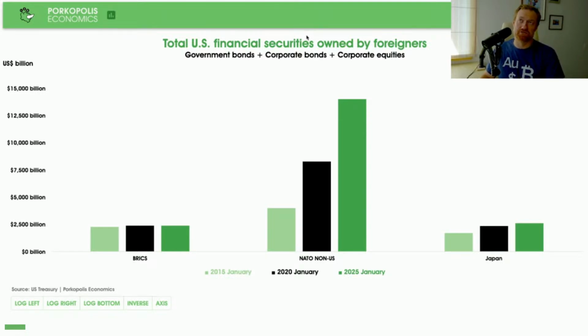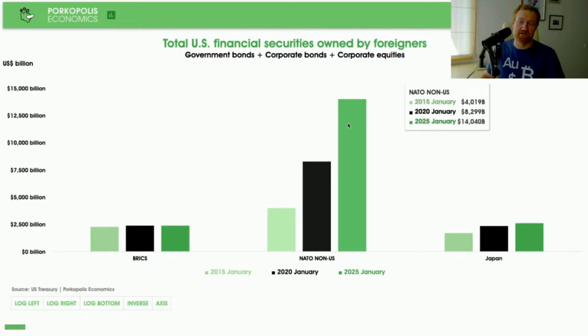As I said, total U.S. domestic securities, something like 140 some trillion. Foreigners own 34 trillion of that 140. The largest shareholder of that is non-U.S. NATO members, 14 trillion. This chart actually shows you a lot, and it could maybe question what's the plan for the Trump admin, certainly with tariffs.